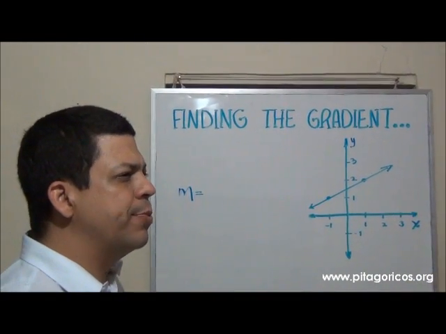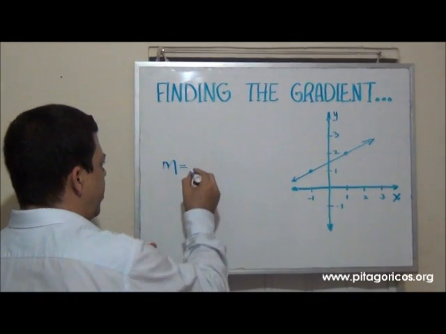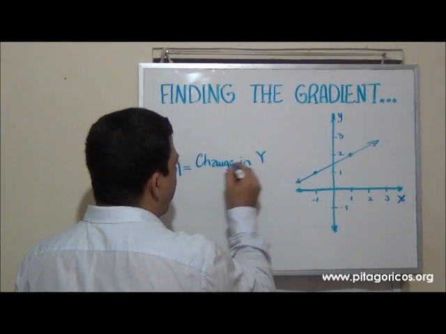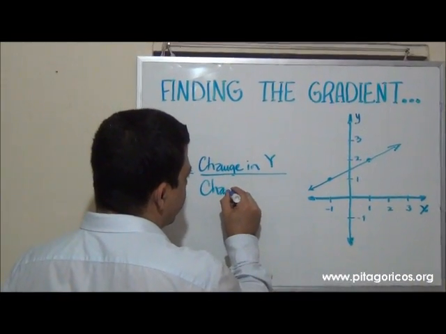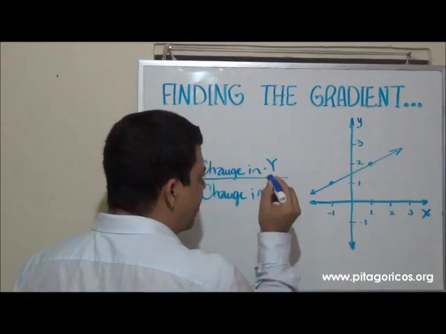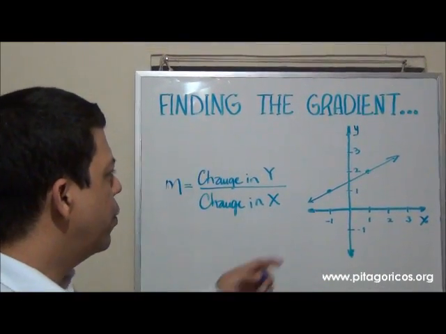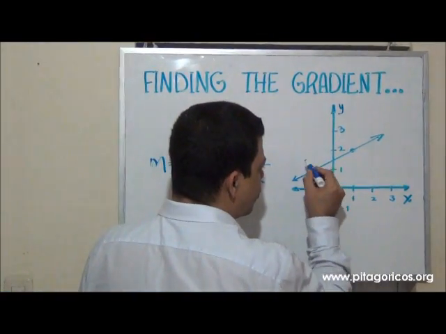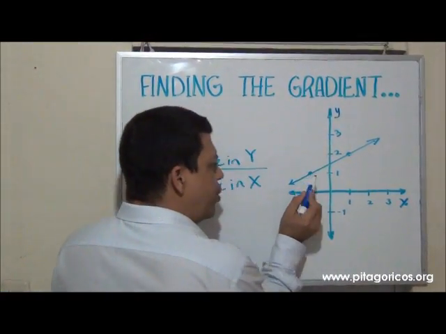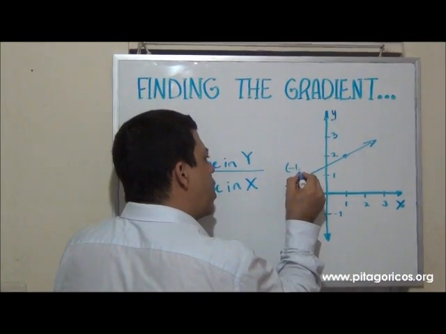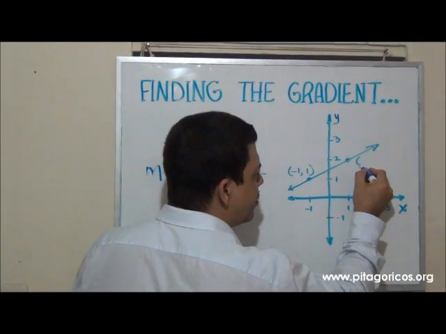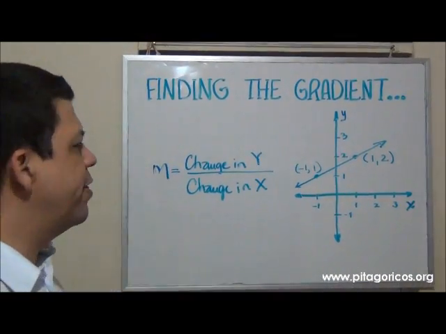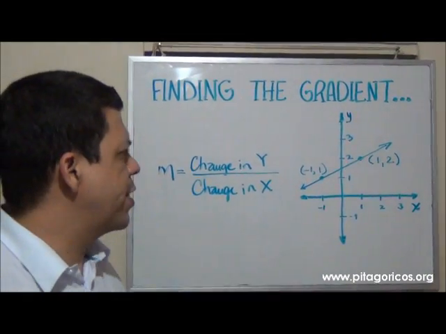So in general terms, we can define the gradient as the change in y divided by the change in x. That's the definition of the gradient. So if I give you a graph like this one with 2 points very well defined, what is this point? Well, it's evident that it's minus 1, 1. What is this point? It's 1, 2. So having these 2 points, I can find the value of the gradient of this line.